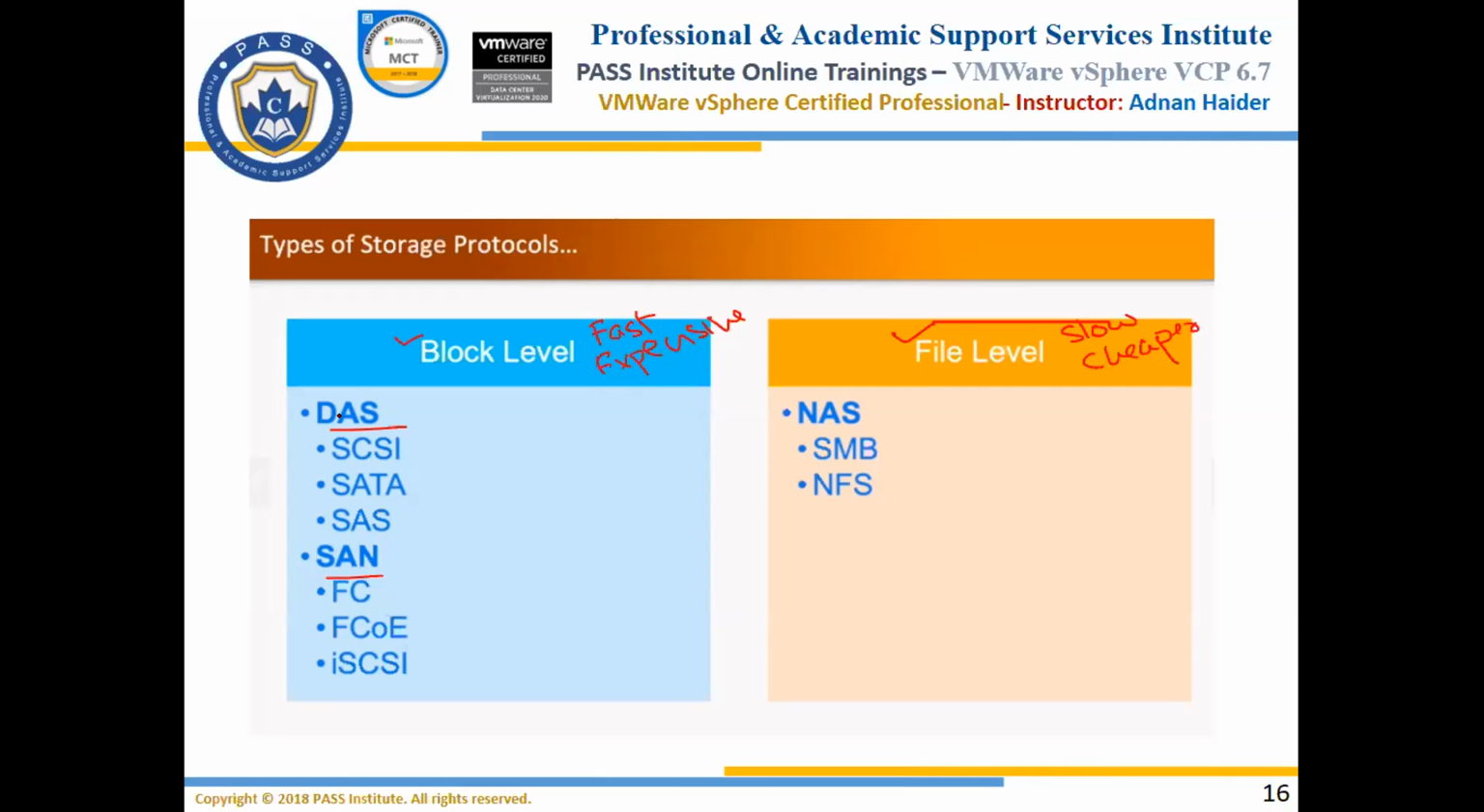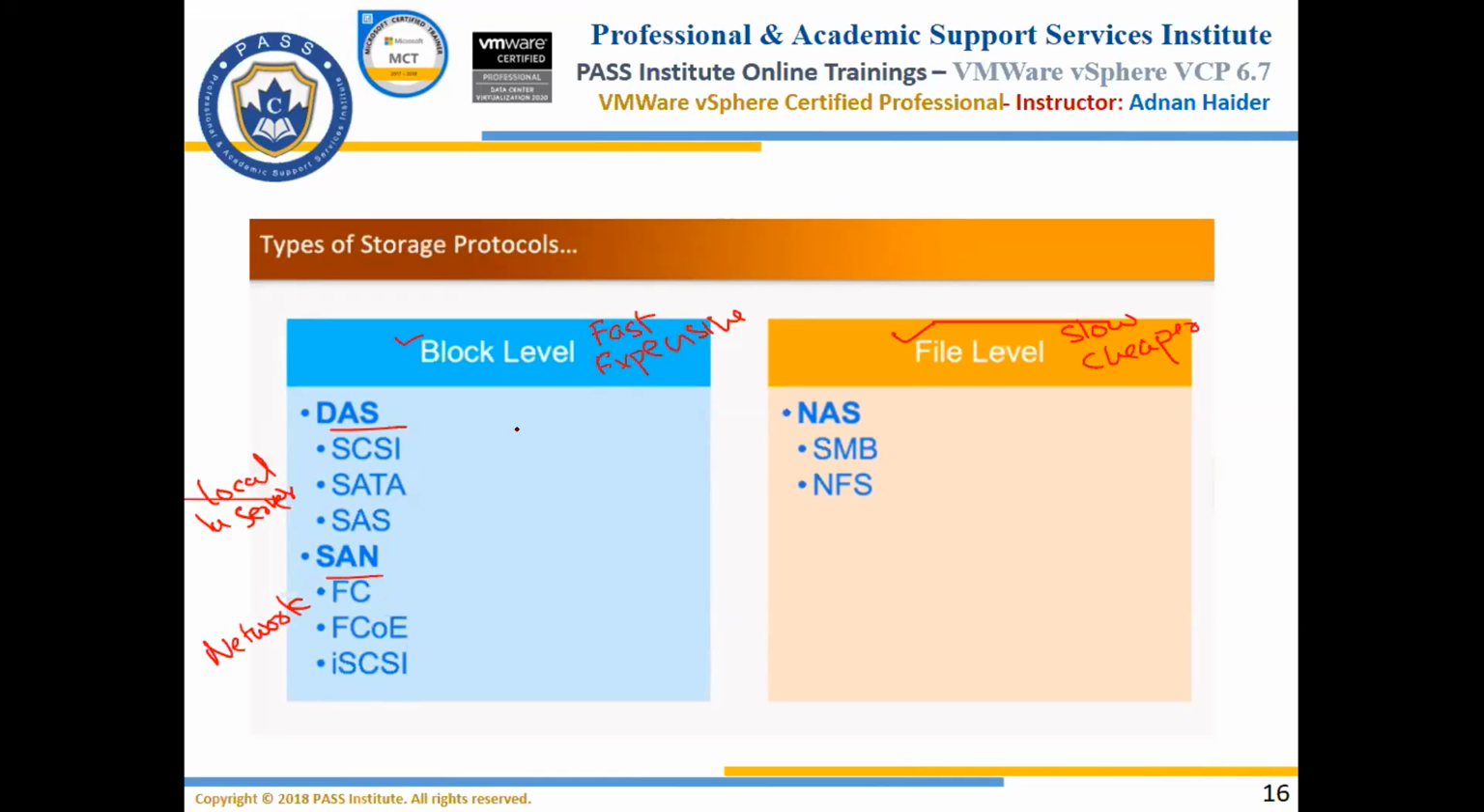So always remember that DAS is a local storage that is connected to the server itself. SAN is storage area network, a storage that is connected through the network. So this is network storage, and this is direct local storage, local in server.